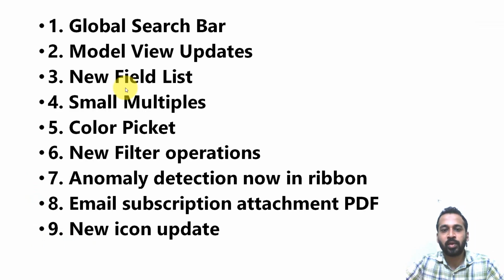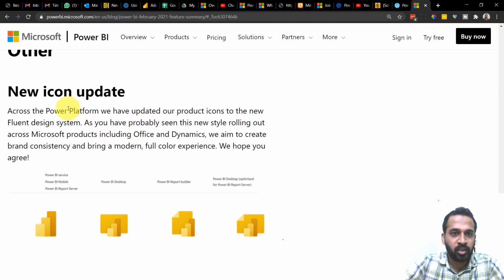So the next is the new icon update. The new icon updates from Microsoft are the new style for the Power BI service, Power BI mobile, and Power BI report server. This is the one. For Power BI Desktop, it is this one, and for Power BI Report Builder, this one, and for Power BI Desktop optimized for Power BI Report Server it is like this.